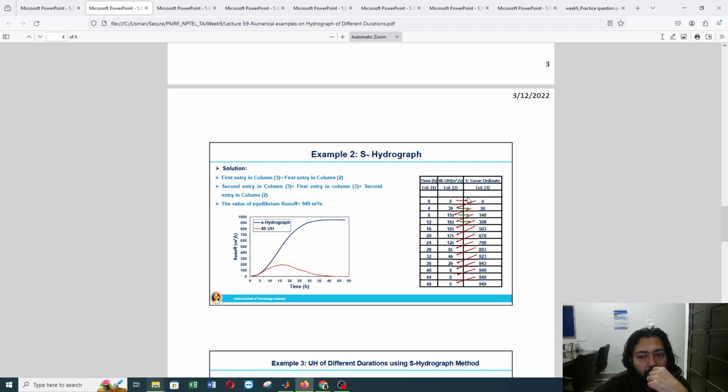What we are going to do is take the first two columns, which are nothing but the given data that is given to us. The 4-hour unit hydrograph was given and the time duration was given. So we are just going to copy paste this into the value.